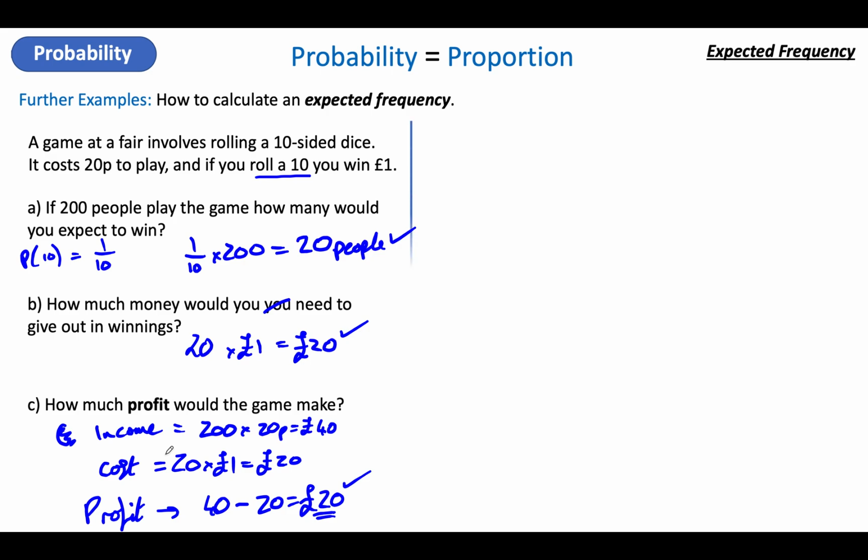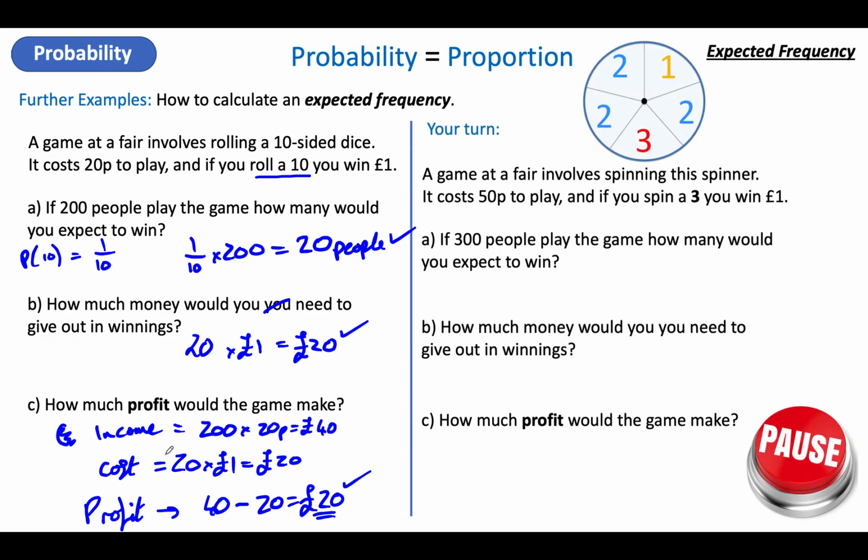Okay, similar question for you to have a go. That's structured quite similarly to help you out here. It's a good idea to maybe copy this question out, including the spinner, just so you've got something to work from. A game at a fair involves spinning the spinner. It costs 50 pence to play the game. And if you spin a 3, you win a pound. Pause the video. Unpause when you're done.